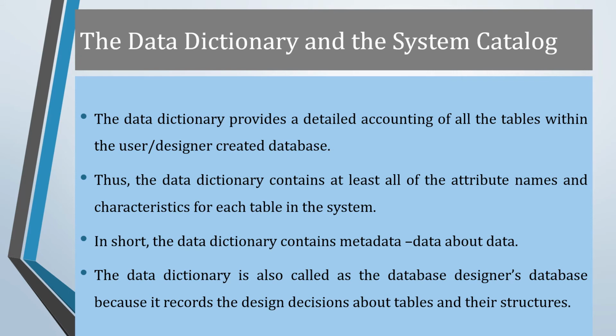Now let us discuss two terms, the data dictionary and the system catalog. The data dictionary provides a detailed accounting of all the tables within the user-created databases. That is, it contains all the attribute names, the characteristics of each table, etc. That is, it contains data about the data, that is, metadata. So it is also called the database designer's database because it records the design decisions about tables and their structures. So in short, the data dictionary contains the details about the data, that is, metadata.